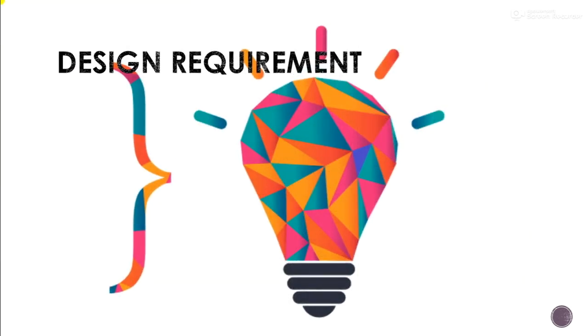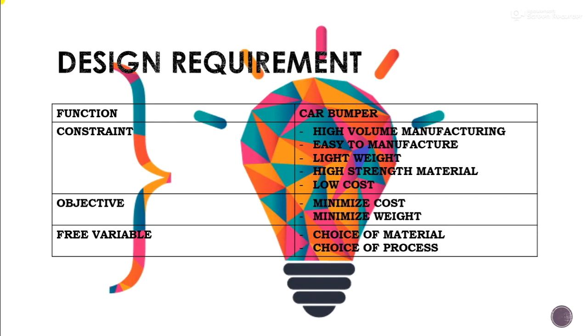For the design requirement, firstly is function. Function is car bumper. Next, constraint. The constraint for this material must be high volume manufacturing, easy to manufacture, lightweight, high strength material, and low cost. The objective for this car bumper is to minimize cost and minimize weight. The free variable is choice of material and choice of process.